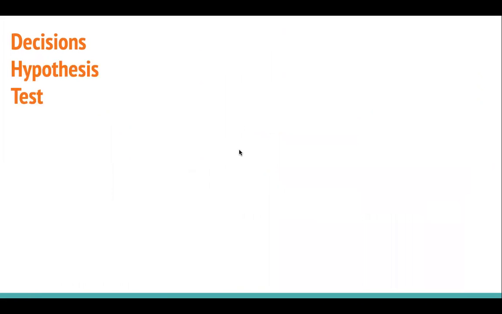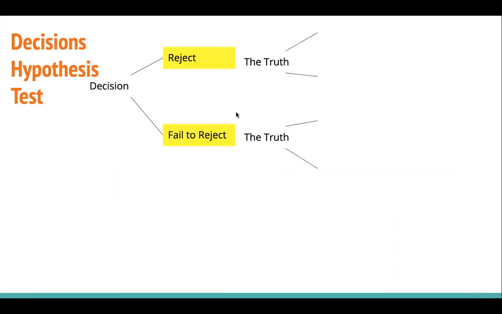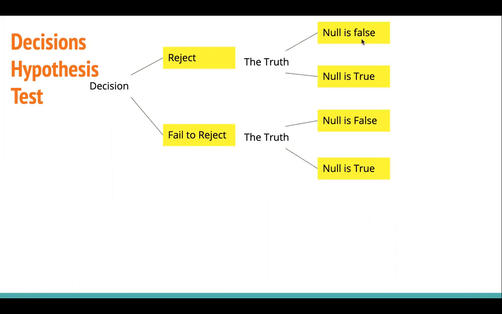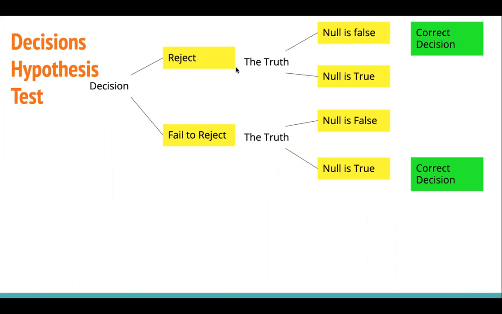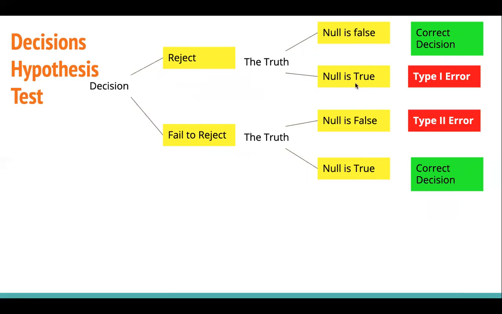So here's the same decision tree for our hypothesis test. It's similar but different language. Here we have our decision, and we either reject or fail to reject. And the truth beyond that: either the null really is false and we should have rejected, or the null is true. If we reject, and in fact the null was false, we made a correct decision. If we fail to reject, and the null is true, that's another correct decision. And then our two errors are: if we reject and we shouldn't have, the null is really true, we get a type 1 error. If we fail to reject and the null is really false, we get a type 2 error.